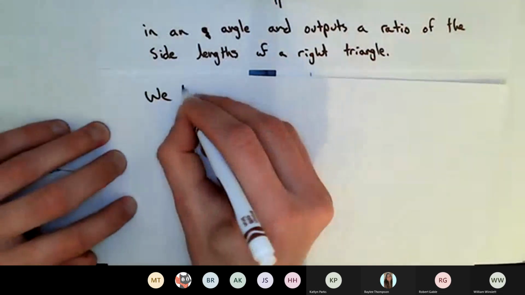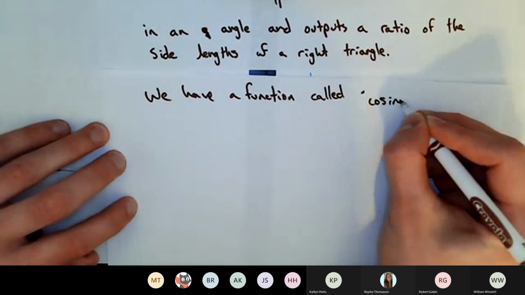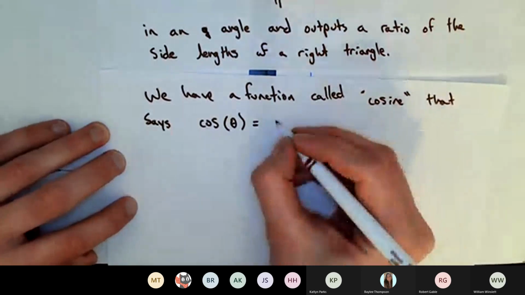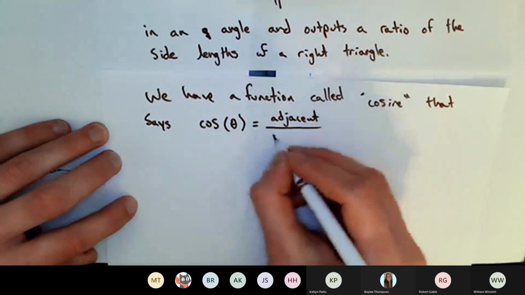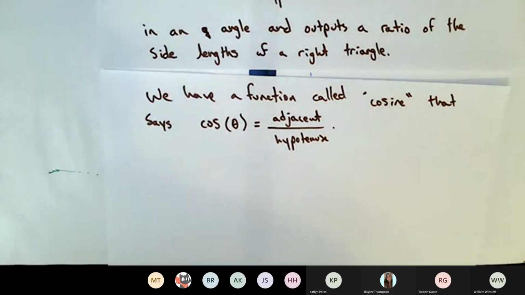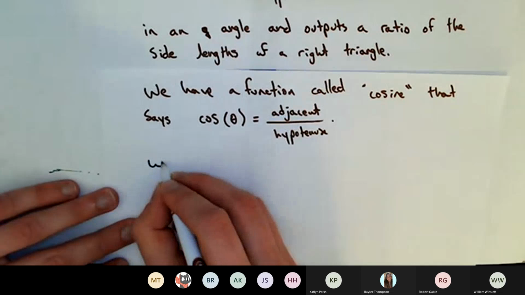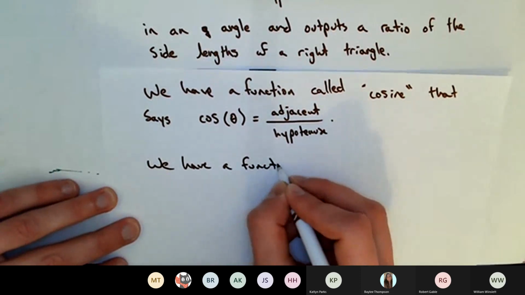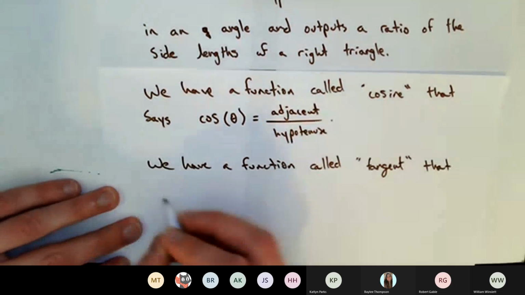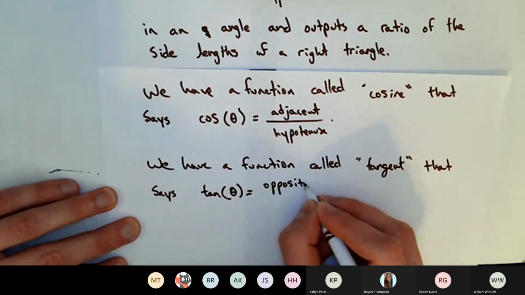Then we have a function, so I'm taking a lot of time here just to really emphasize what these functions are doing, called cosine, and this is how we abbreviate it, cos of theta gives me the ratio of the adjacent side to the hypotenuse. Okay. So this function takes in an angle and outputs a ratio of the side lengths. Which side lengths? Well, the adjacent and the hypotenuse. And we have a function called tangent. What is left? What else can it relate? And this is how we abbreviate it. Tan of theta is equal to opposite over adjacent.